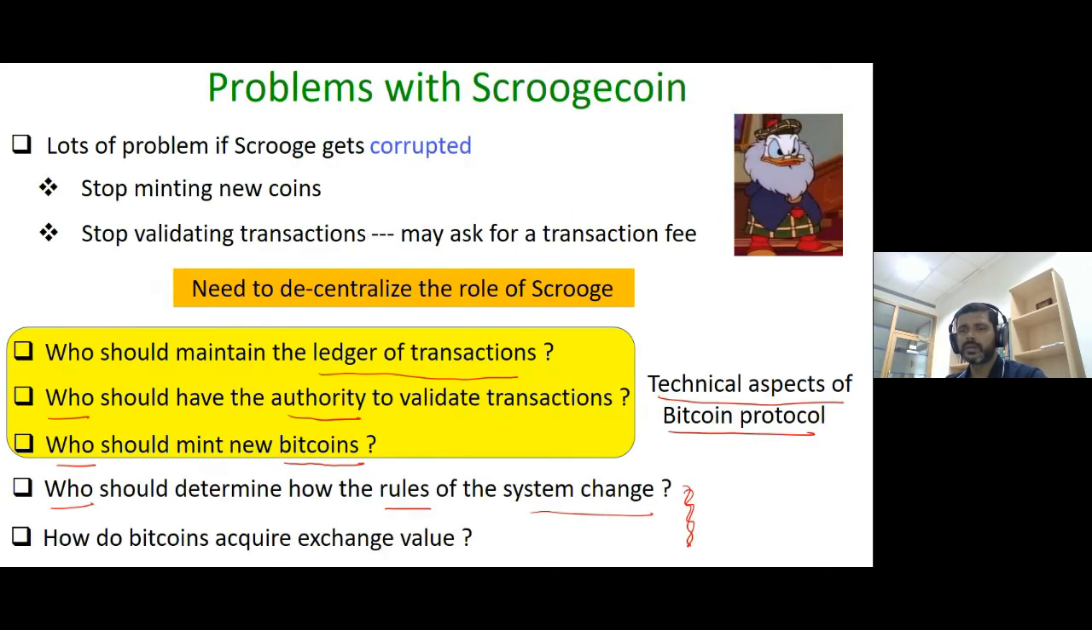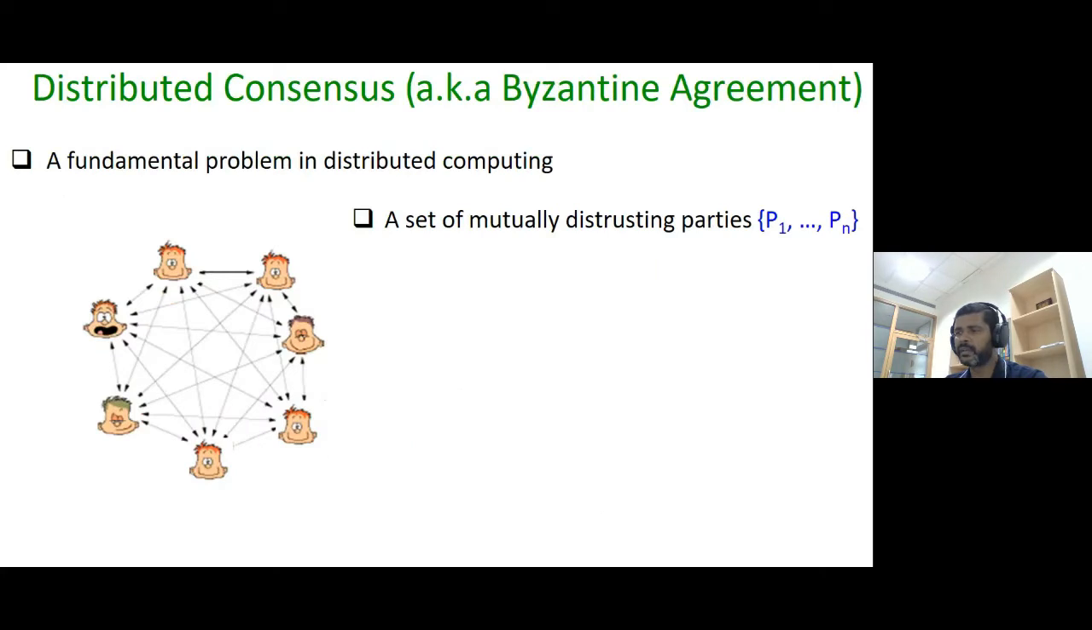So to understand how exactly the decentralization happens in the Scrooge coin cryptocurrency, we have to look into a related problem, which we call the distributed consensus or Byzantine agreement problem in distributed computing. This is a fundamental problem in distributed computing.